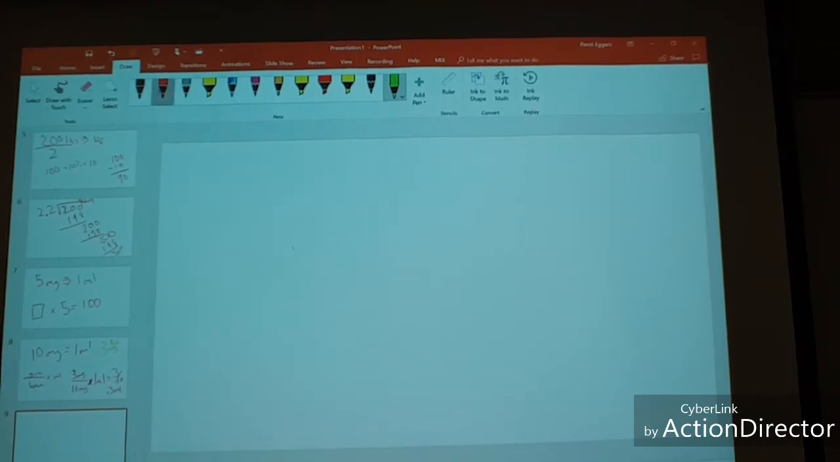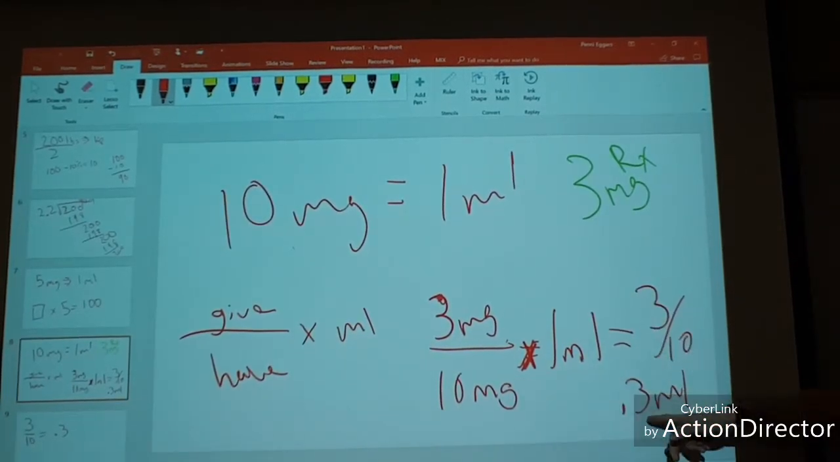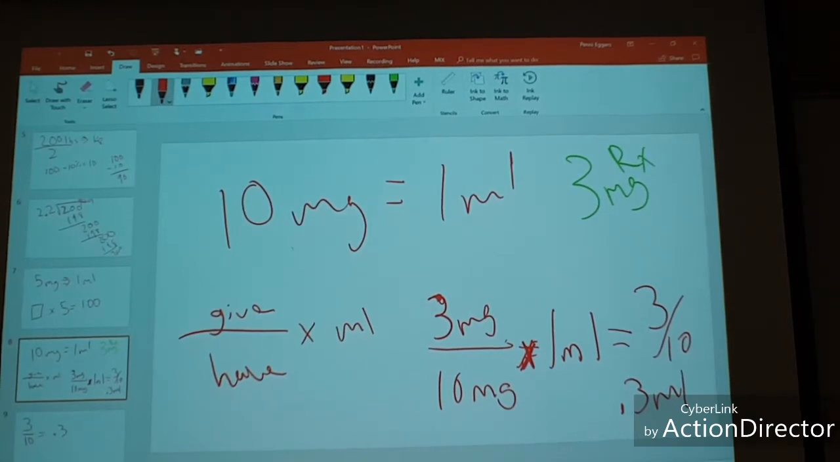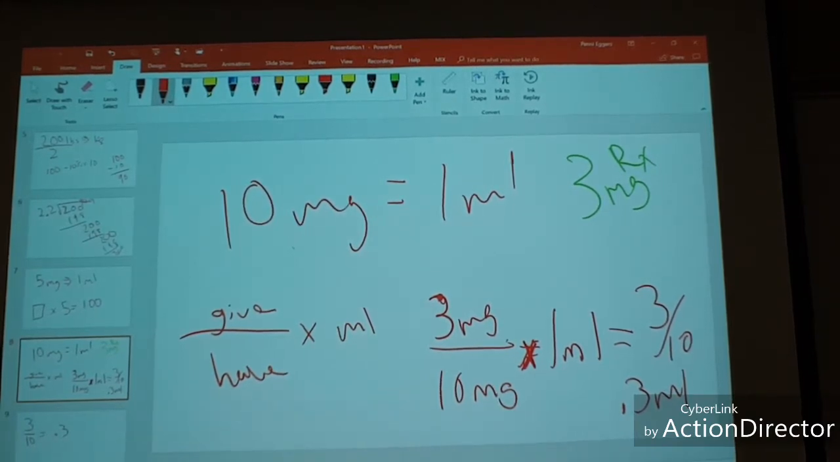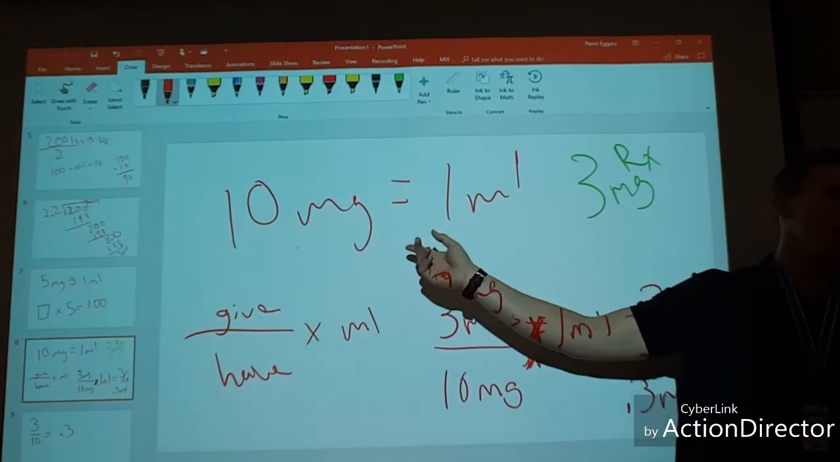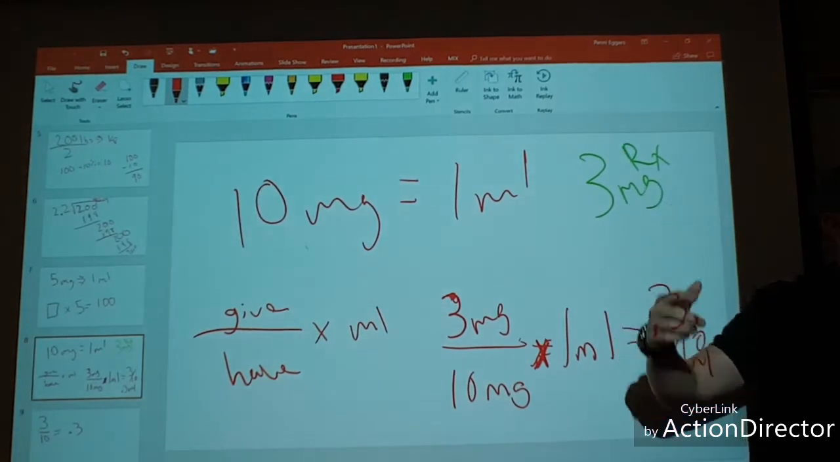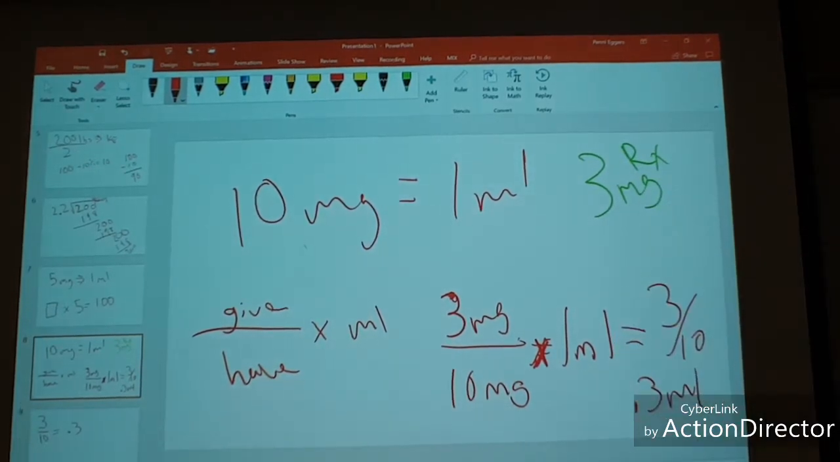So 3/10 is like saying 0.3, right? Okay, so that's what we go back to here. So that's how I got 3/10 is equal to 0.3. So I get 0.3 of an mL. All right, so it's pretty simple. Especially when we talk about 10 to 1, each 0.1 of an mL equals 1 milligram of the drug. So that one was pretty simple there.